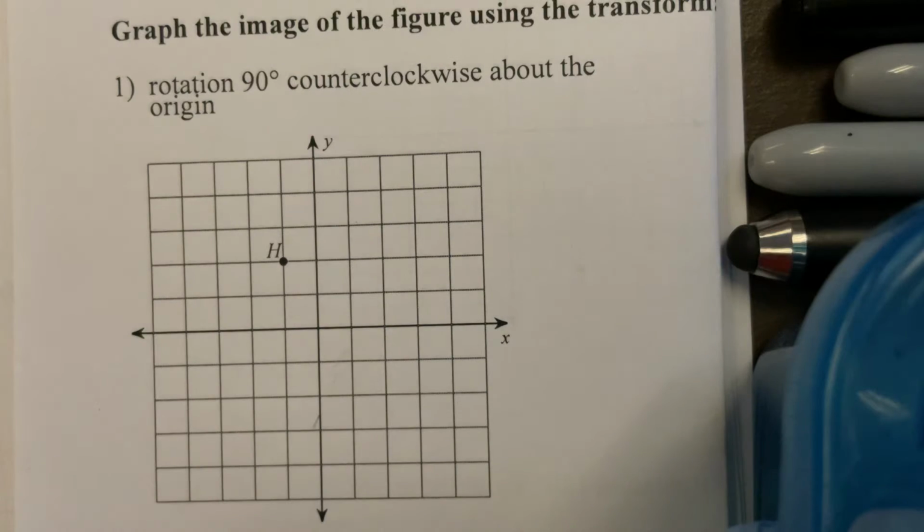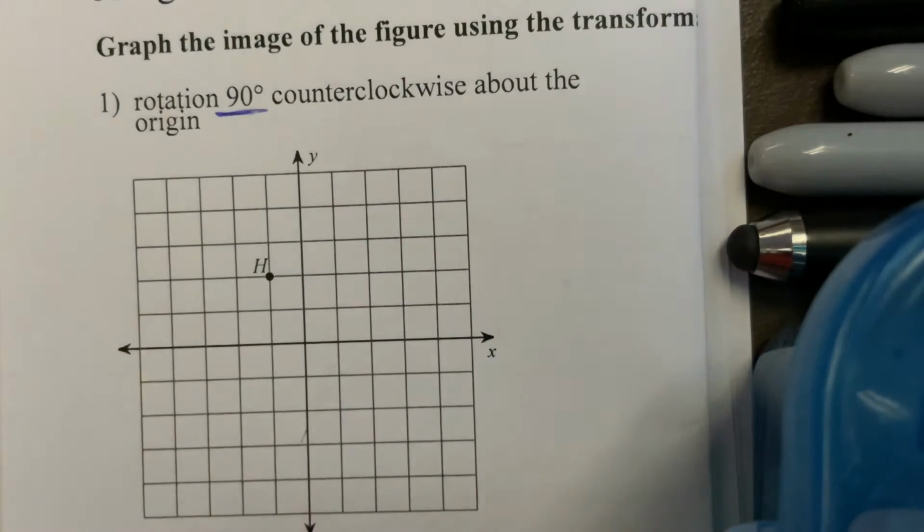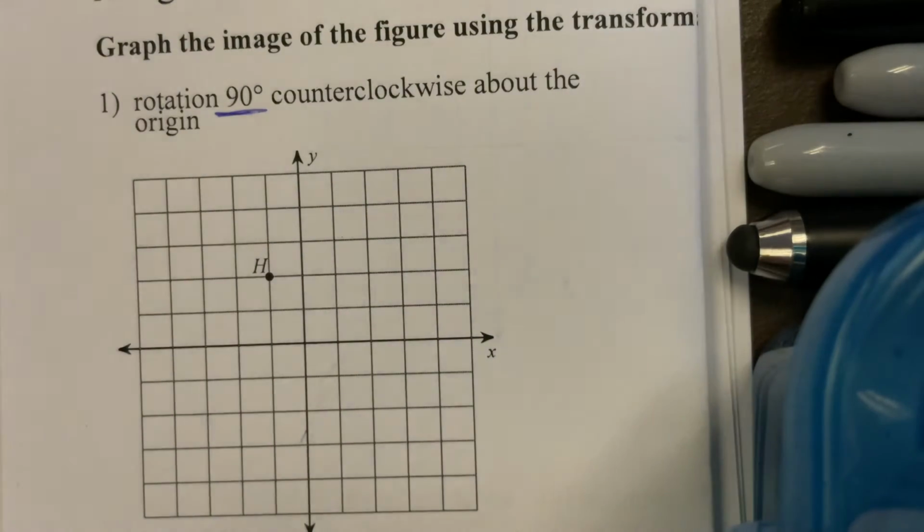About a rotation, in order to know exactly what kind of rotation to do. So first of all, we need to know what angle we're going to be rotating it, which in this case, it tells us that we're rotating it 90 degrees. We'll come back to that in a minute.